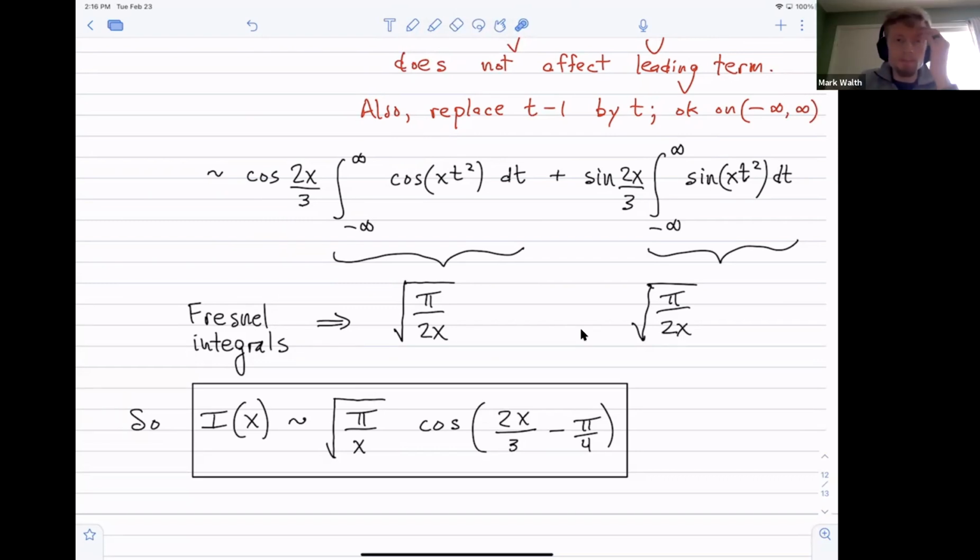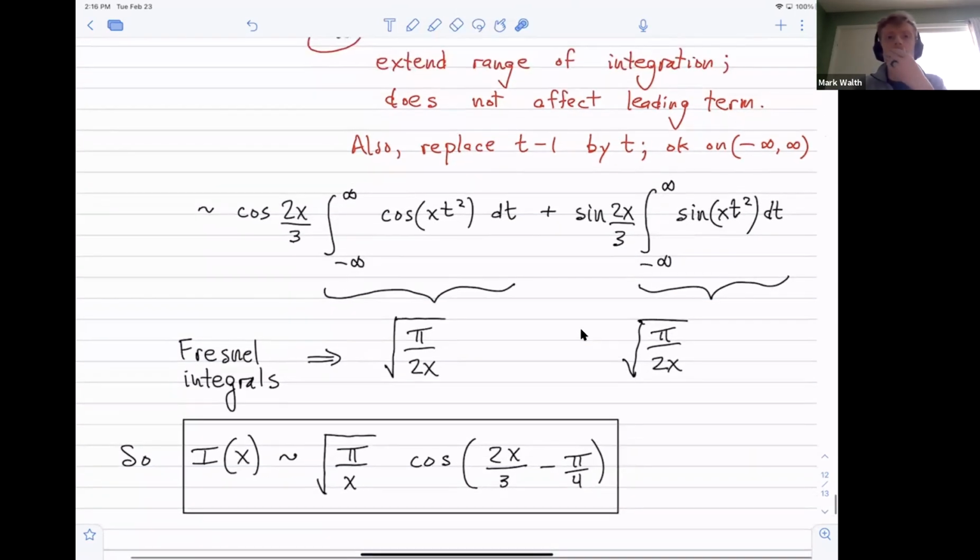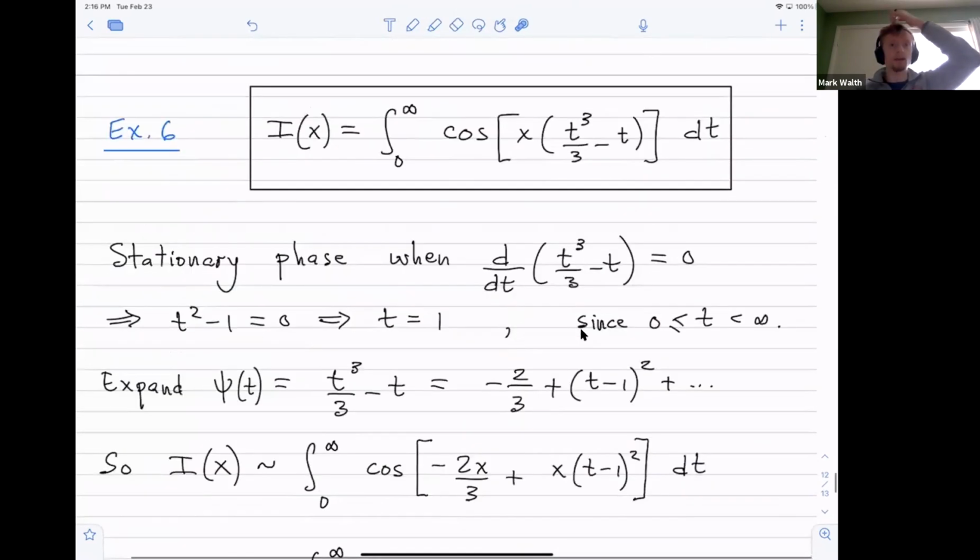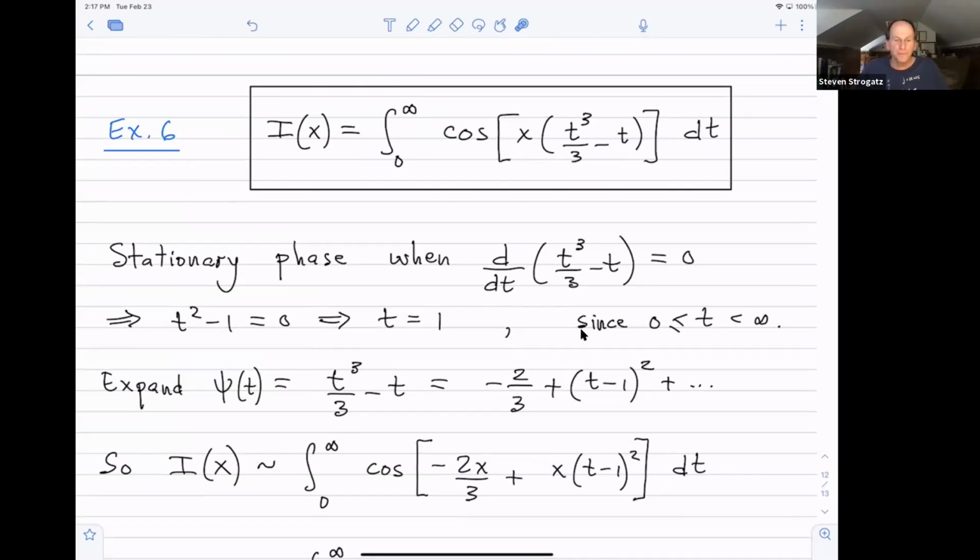In this last example, isn't it the case that there are stationary phases at t equals 1 and t equals minus 1? You mean now that I've done this trick with extending the range of integration? Yeah, right. So my concern is that when we compute where the stationary phases are, we have t squared minus 1 equals 0. Right. And so t equals minus 1 would also be a stationary phase. But of course when we extend it, it's not in the domain. It's not in that domain. But it becomes in the domain when we extend it, right?